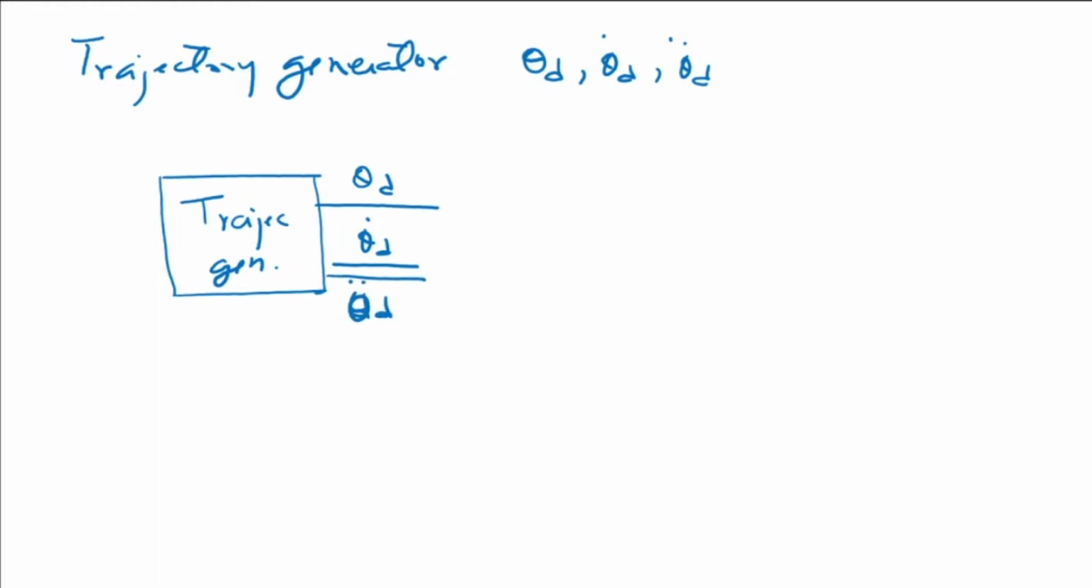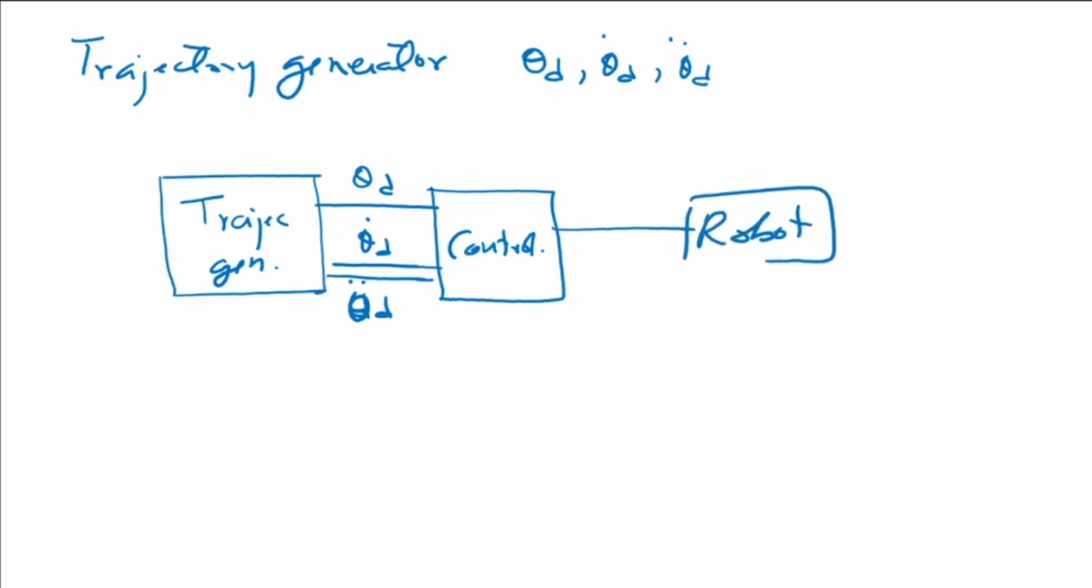Now this is going to the control system of the robot, and then finally the robot is moving. The control system of the robot is generating the torques, the motor torque that is required, and it is giving it to the robot, and the robot is moving. This could be a scheme of controlling a robot manipulator.